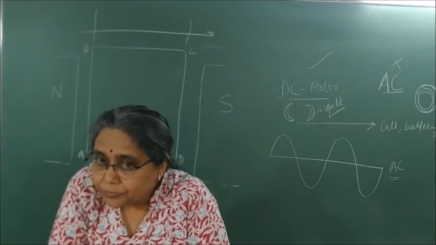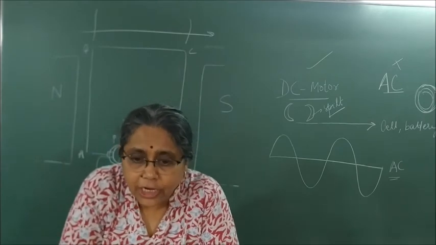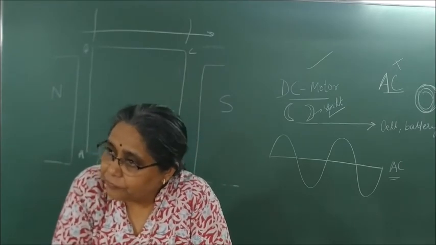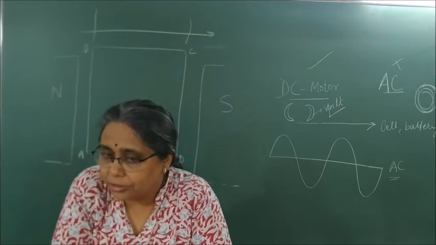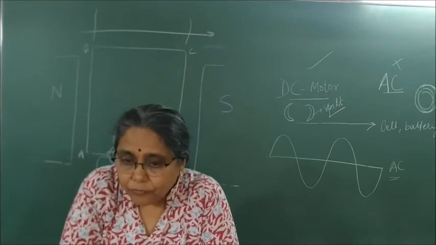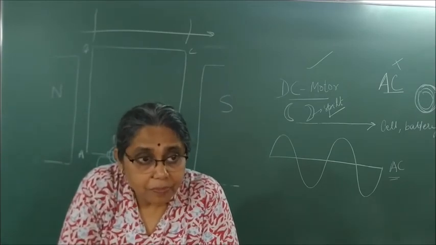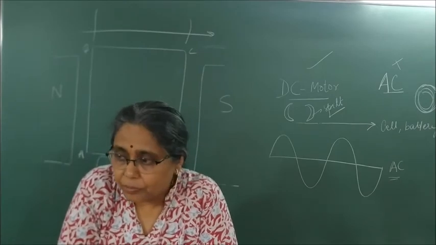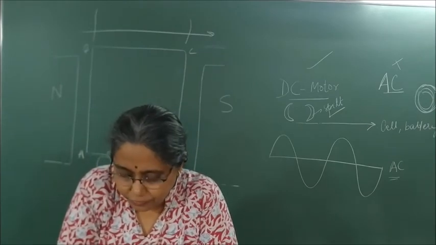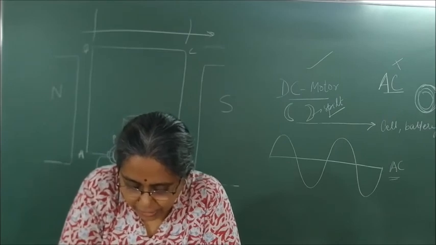That much you write. So what is the main function of a commutator? It changes the direction of current after every half rotation. Okay. Which is the commutator in a motor? Split rings are the commutators in a motor. Fine. Now write. Next question.